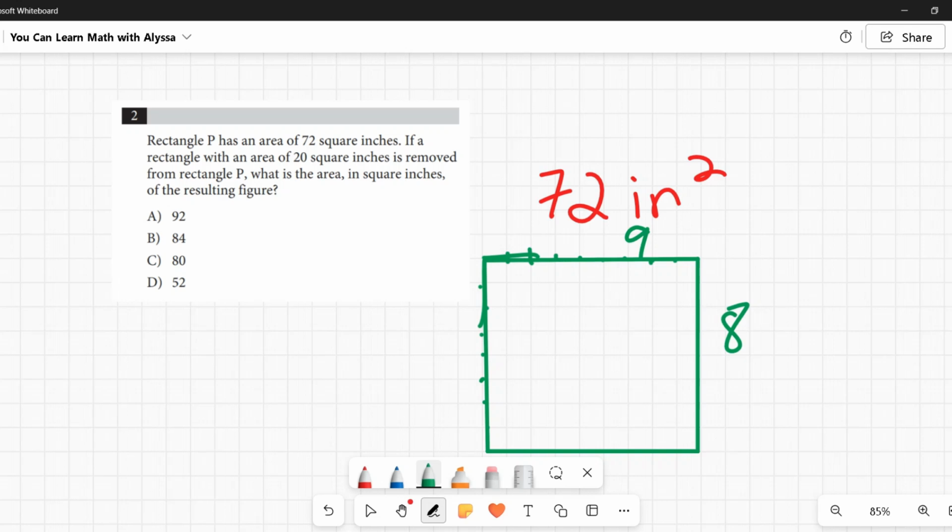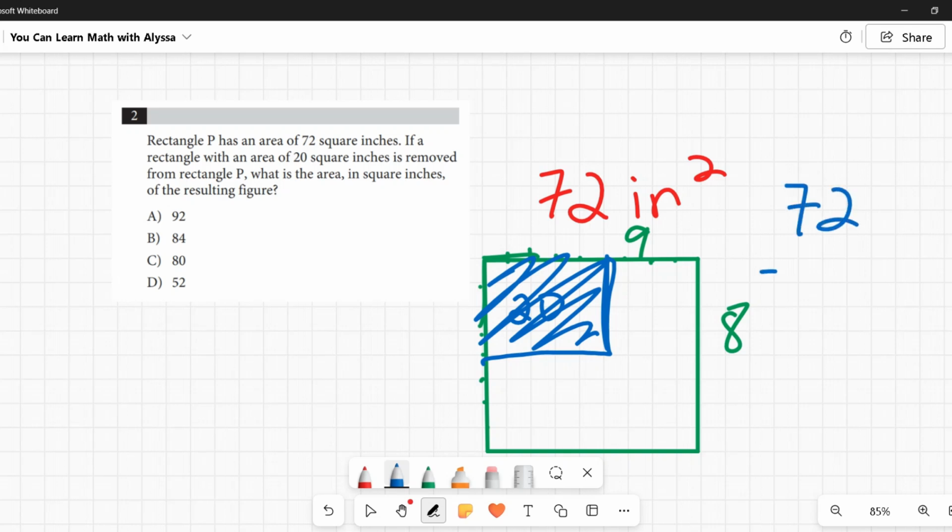So if I remove 20 square inches, so if we did 1, 2, 3, 4, 5, by 1, 2, 3, 4, I'm removing 20 square inches. Those are now gone. What is left? Well, we just have to subtract, because we're just taking away those 20 out of this total 72. We don't have to do anything more complex than that. We just subtract 72 minus 20. That gives us 52. And that is our answer, D.